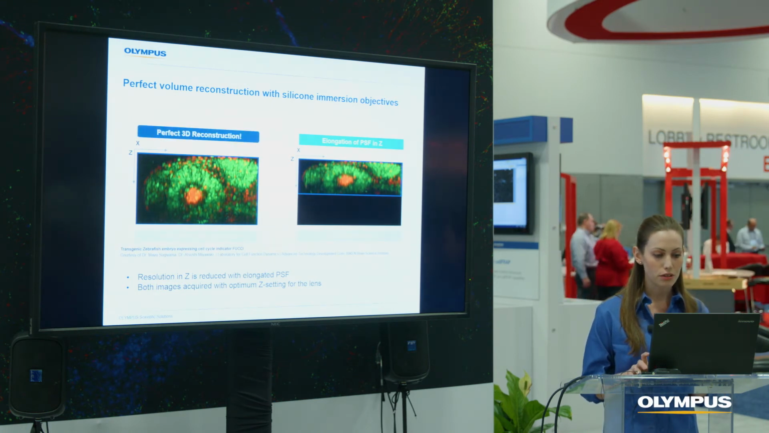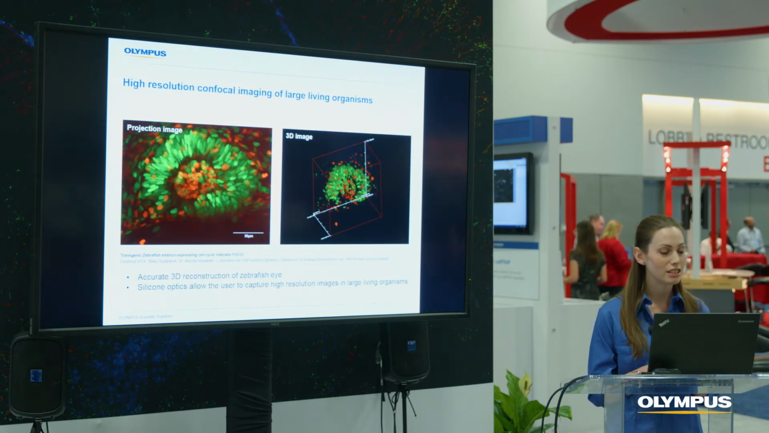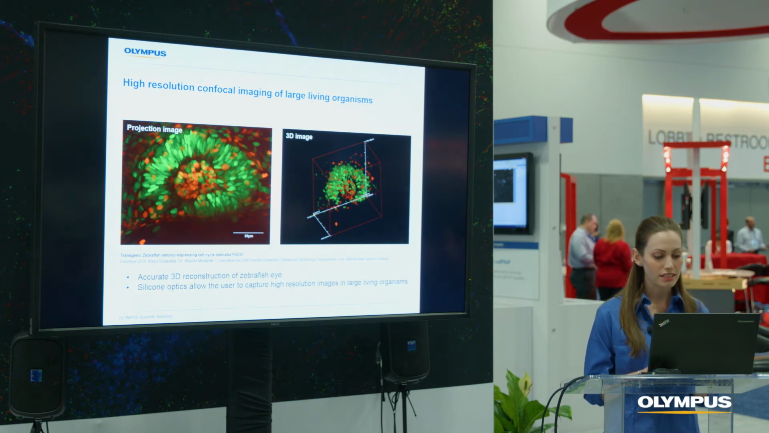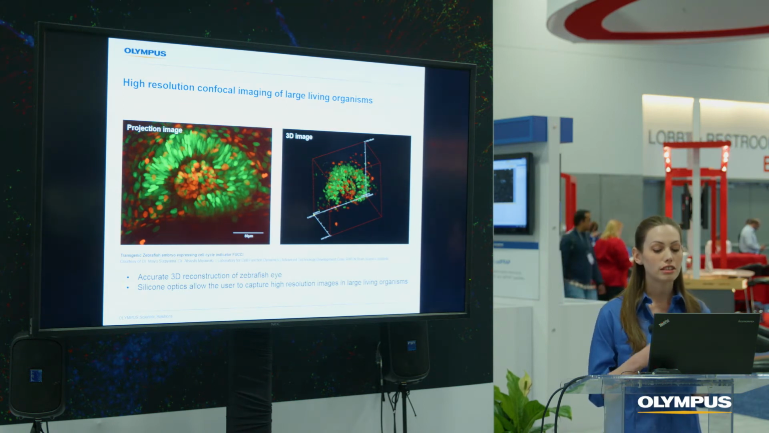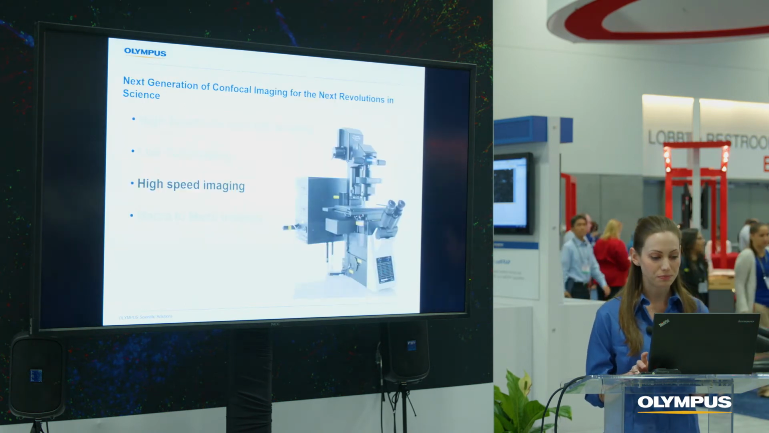You can get a perfect 3D reconstruction in large living organisms. So as seen here, you have a zebrafish eye that was expressing the cell cycle indicator Fucci. And the silicone immersion optics have allowed us to accurately reconstruct the zebrafish eye here and allow the user to capture high resolution images in large living organisms.